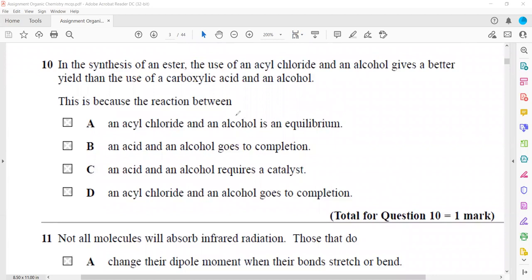So acyl chloride and alcohol is in equilibrium? No, that's not it; that one goes to completion. Acid and alcohol does not go to completion, that will be in equilibrium. Acid and alcohol requires a catalyst, like sulfuric acid, but that's not the reason why we have a better yield. Sulfuric acid is a catalyst for the formation of ester, but it's not related to the explanation. The better yield with acyl chloride and alcohol is because the reaction goes to completion.